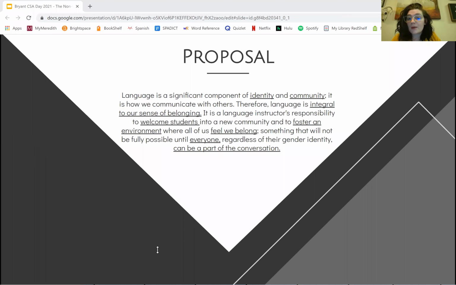Language is a significant component of identity and community. It's how we communicate with others, and therefore, it's integral to our sense of belonging. And it's a language teacher's responsibility to welcome students into that new community and to foster an environment where we all feel that we belong. And that will not be fully possible until every single person, regardless of their gender identity, can be a part of the conversation.